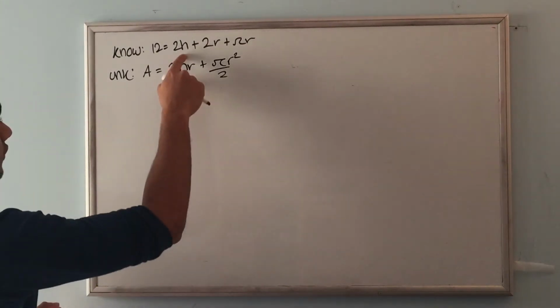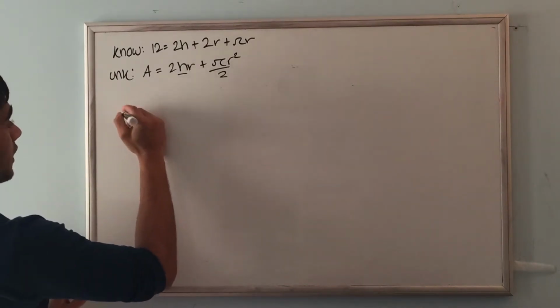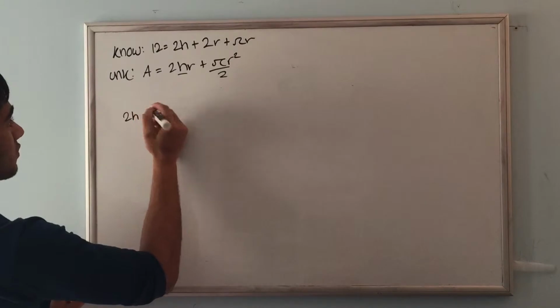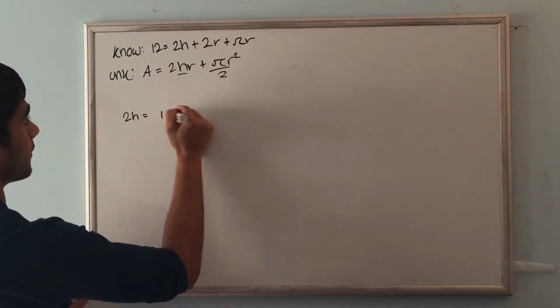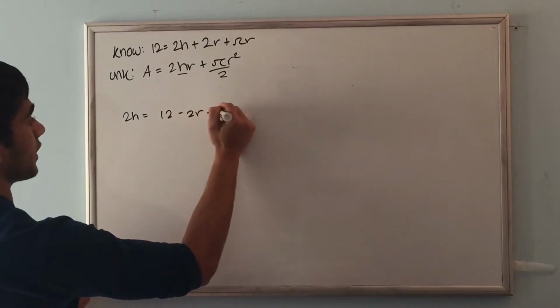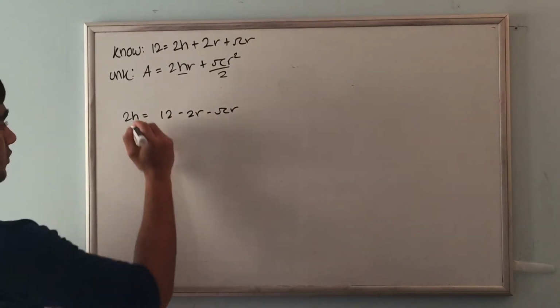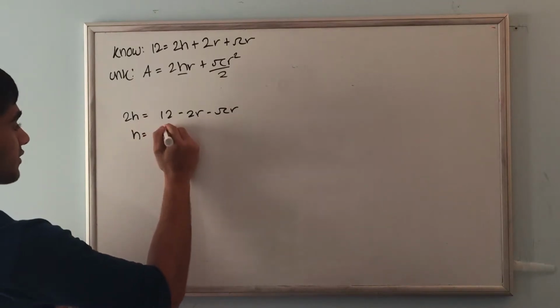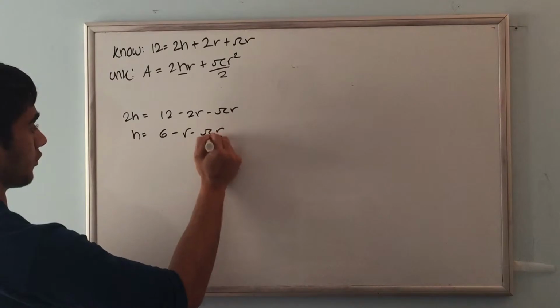So right now we're solving the known equation for h. So we get 2h equals, remember we want to subtract both of these terms, 12 minus 2r minus pi r. And now we want to divide by 2. So h equals 6 minus r minus pi r over 2.